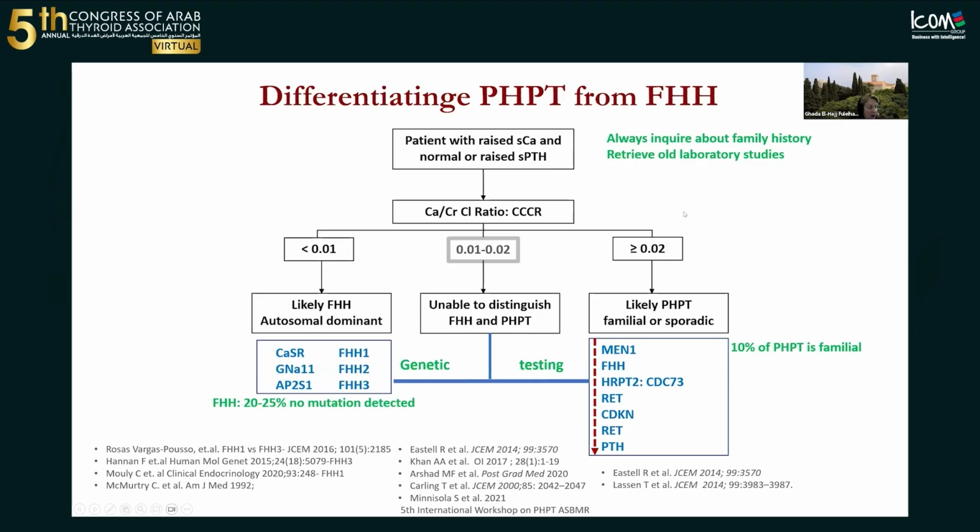If the calcium over creatinine clearance ratio is more than 0.02, it's likely hyperparathyroidism, familial or sporadic, more common sporadic. If it's familial, these are the entities and the genes involved. But often you'll find it in between, in the gray zone, and I made it gray here. So you're unable to distinguish. And always go back to old labs, family history, sit on the patient, no rush to take them to surgery, and help yourself with genetic testing.